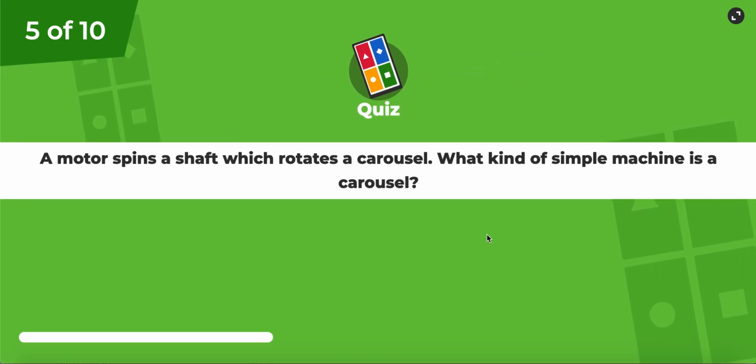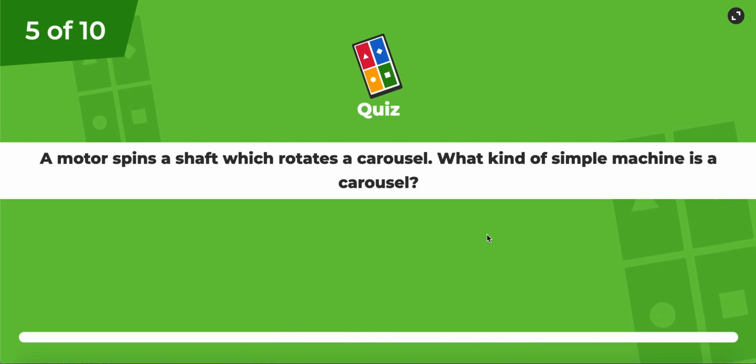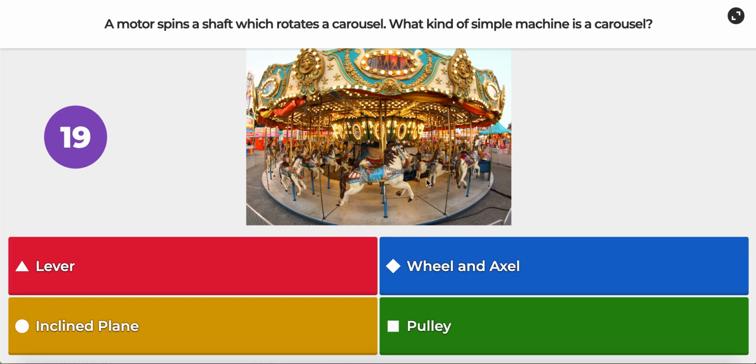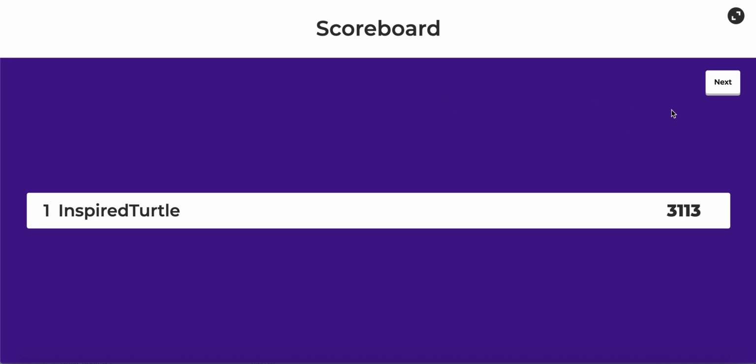A motor spins a shaft which rotates a carousel. What kind of simple machine is a carousel? Well, because you have a shaft spinning in the middle of the carousel and then the larger outside wheel of the carousel moving, that means that you have a wheel and axle, which are 2 discs or cylinders connected that rotate together. All right, next up.